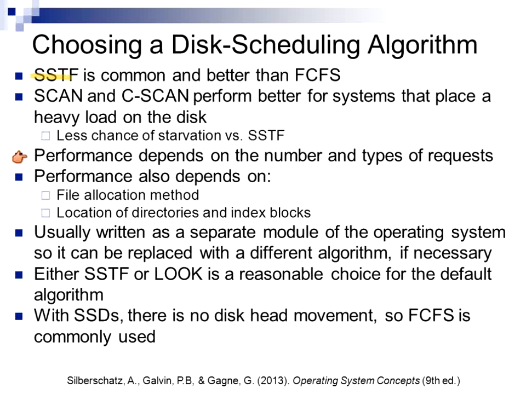And again, like I was telling Hala before, performance depends on the number and the types of request. It also depends on how your files are allocated, where your directories are, where your index blocks are. I mean, it's very complicated to determine what would be the right disk scheduling algorithm. What's usually done is, and this again goes back to what I was talking to Hala about, that it is in the operating system. A lot of times you can configure it or put in different algorithms.